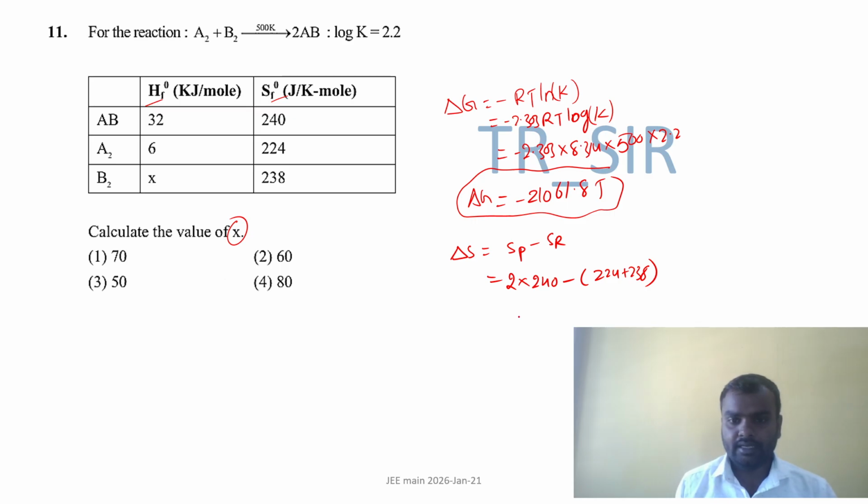We're getting 18 as the answer for this entropy. It is in joule per Kelvin per mole, guys. Then after that, what would you do? Find out del H. Del H is equal to how much?